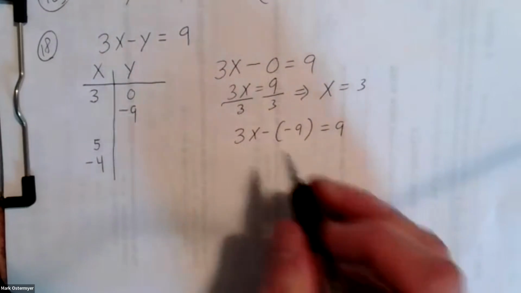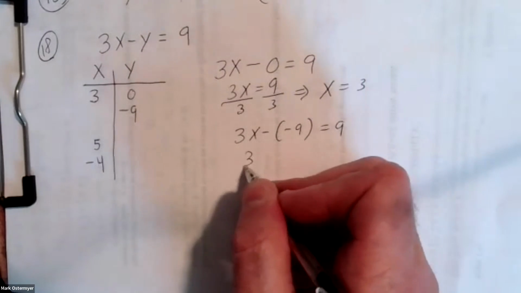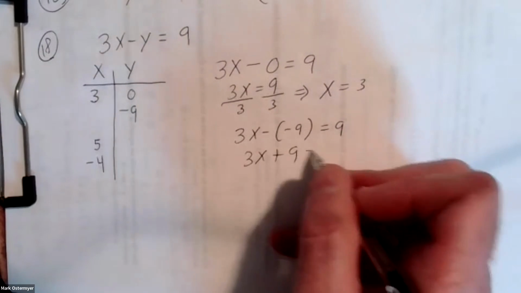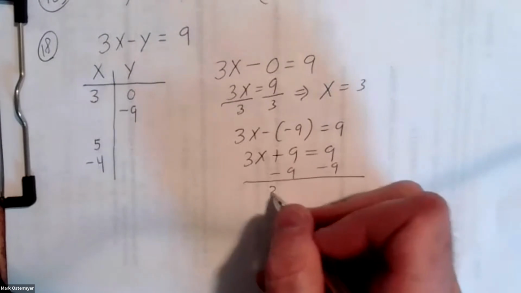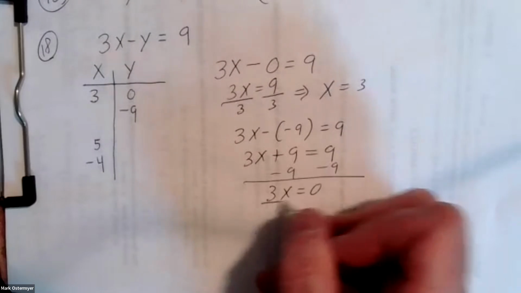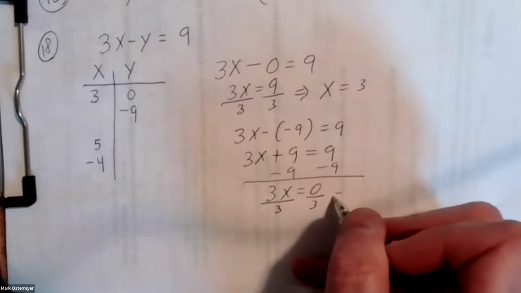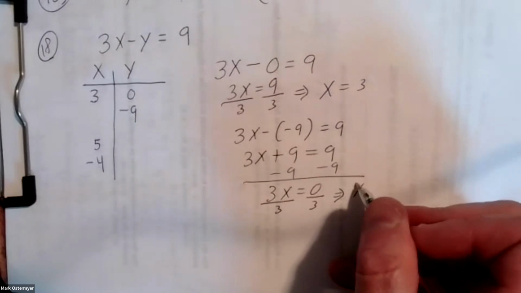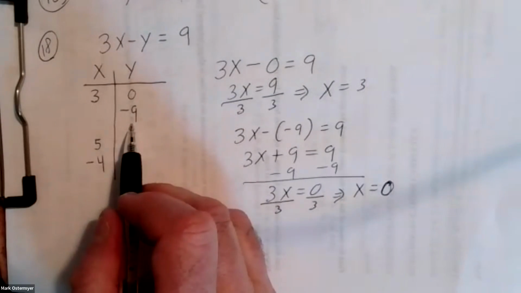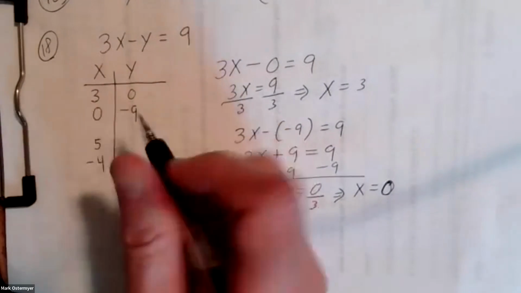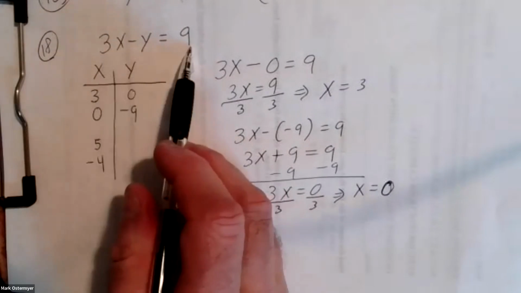And let's solve for x here. Subtracting a -9 is the same thing as adding +9. Now to solve for x, we subtract 9 from both sides. We'll have 3x equals 0. Divide both sides by 3, and 0 divided by 3 is 0. So when the y coordinate is -9, the x coordinate has to be 0 if this ordered pair is to be a solution to that equation.